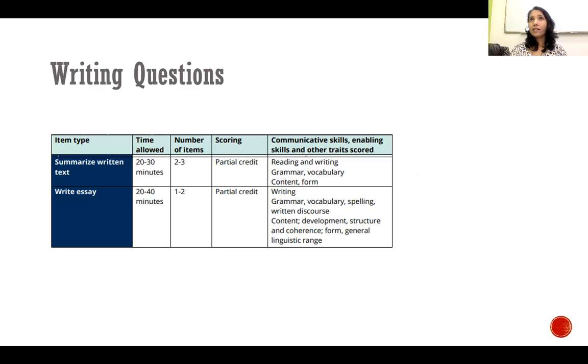So each essay is allotted 20 minutes. Okay, so you're allotted 20 minutes per essay. So if there is 1 essay, that section 2 is for 20 minutes. If there are 2 essays, then section 2 is for 40 minutes.